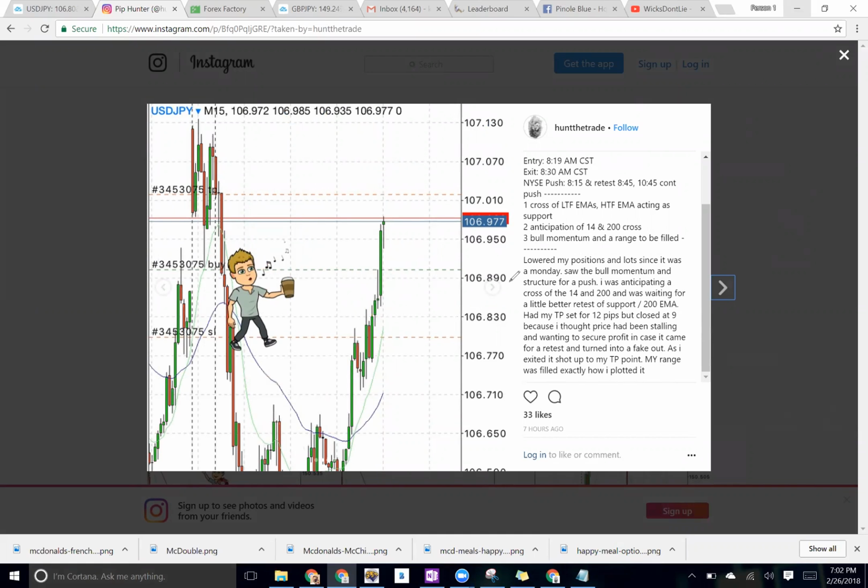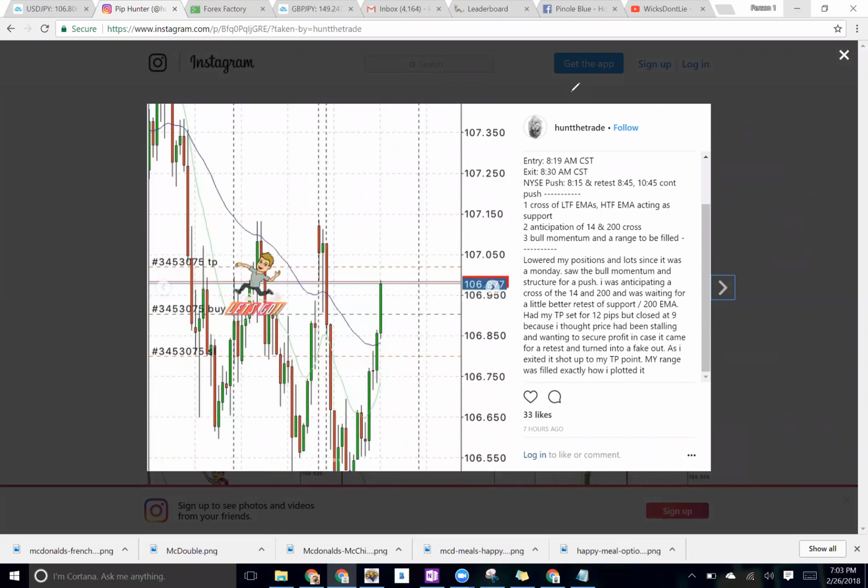Same thing, you can see that this EMA right here was acting as dynamic support, and we had that cross on the 15-minute. And looking over here to the left, we had range that needed to be filled with that bull momentum. Here's another good example for the hourly time frame.